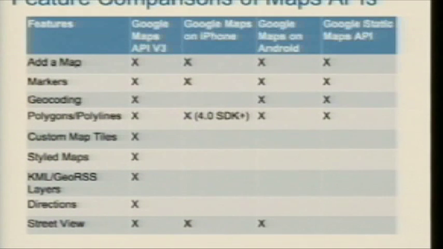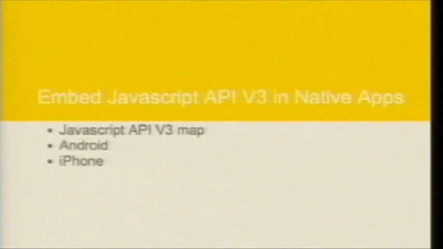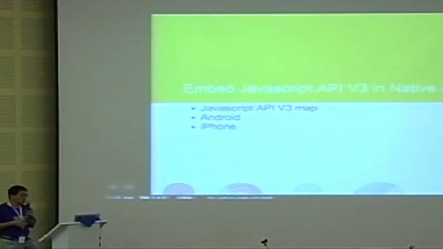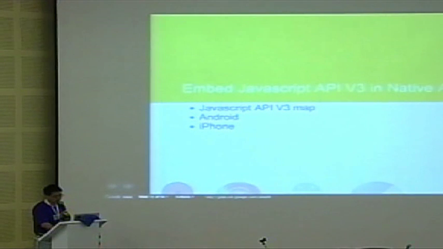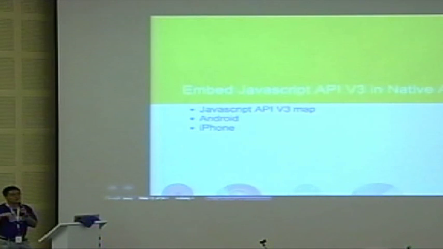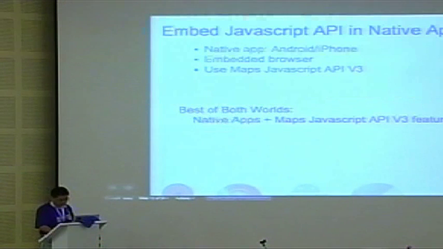So that's why we recommend that you use what we call a hybrid approach. What you do is you develop a native application, but inside this native application, you use something called an embedded browser. With the embedded browser, either on Android or iPhone, you can point to your mapping feature, where basically you are developing a web application using JavaScript API v3. So that's the idea.